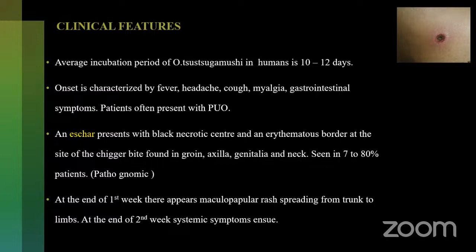And at the end of the first week, there appears the maculopapular rash, which then spreads from the trunk to the limb. In the second week, the systemic symptoms can start. So presence of an eschar is what is pathognomonic for this disease. So this is seen at the site of the chigger bite, which is usually found in the groin, axilla, genitalia, neck, sometimes even behind the ear. So it is seen in almost 7 to 80% of these patients. The eschar is basically characteristically seen as a black necrotic center with an erythematous border around it.